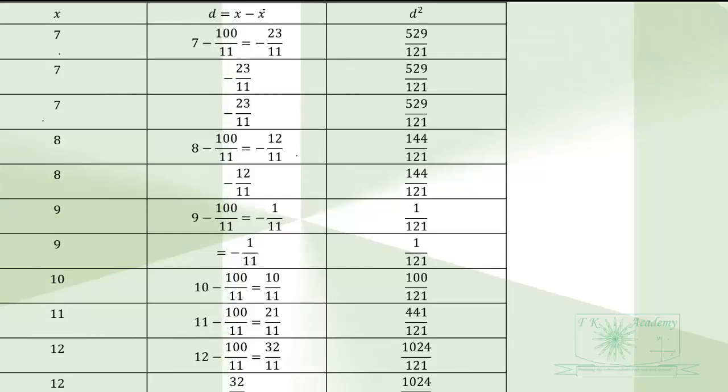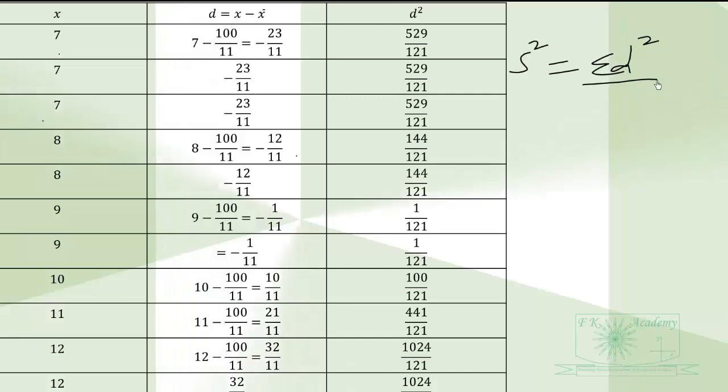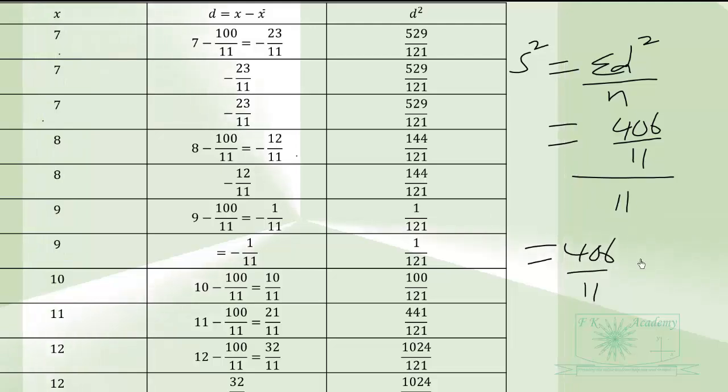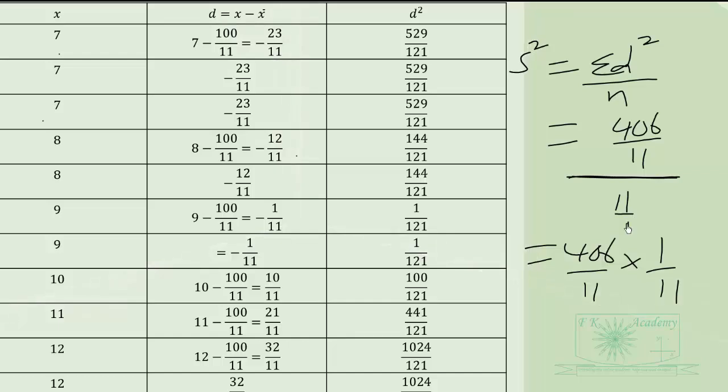So the variance will be equal to the summation of the deviation squared over n, and that will be equal to 406 over 11 all over 11. So that will be equal to 406 over 11 times 1 over 11, because this one is like division. So the reciprocal is 11 over 1. So you multiply by the reciprocal to get 1 over 11.